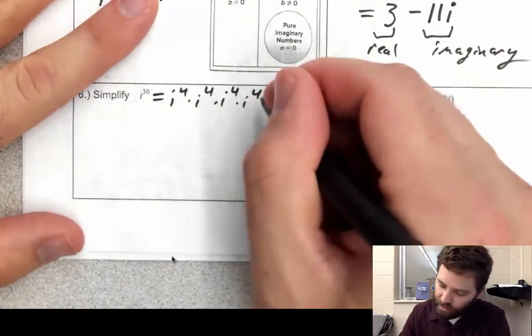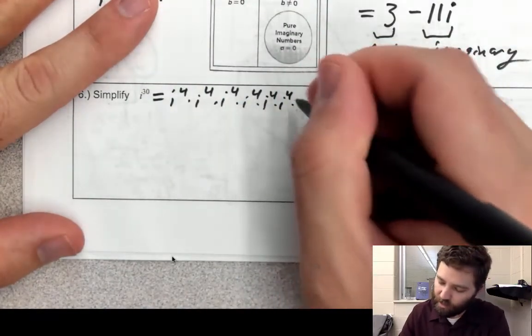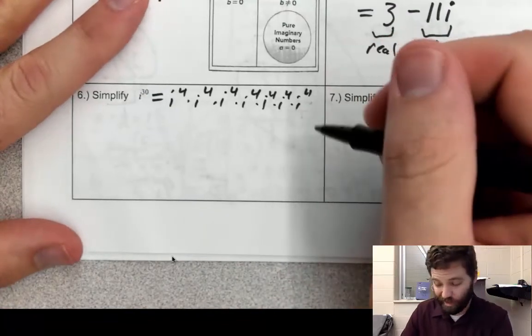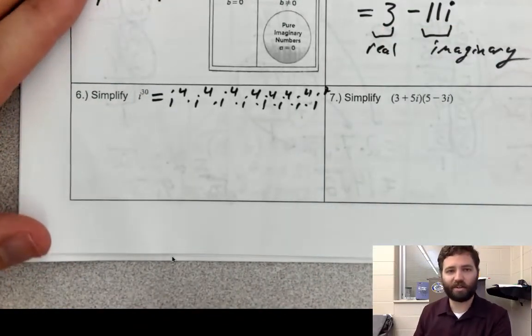So that would be 16. So times I to the 4th, that'd be 20. Times I to the 4th, that'd be 24. Times I to the 4th, that would be 28. Times I to the 2nd. Okay, that will give us 30.